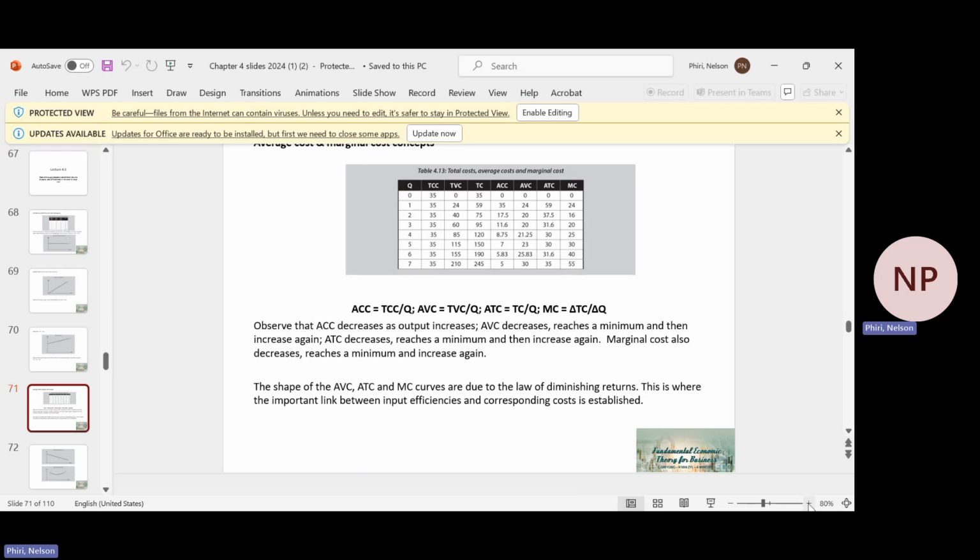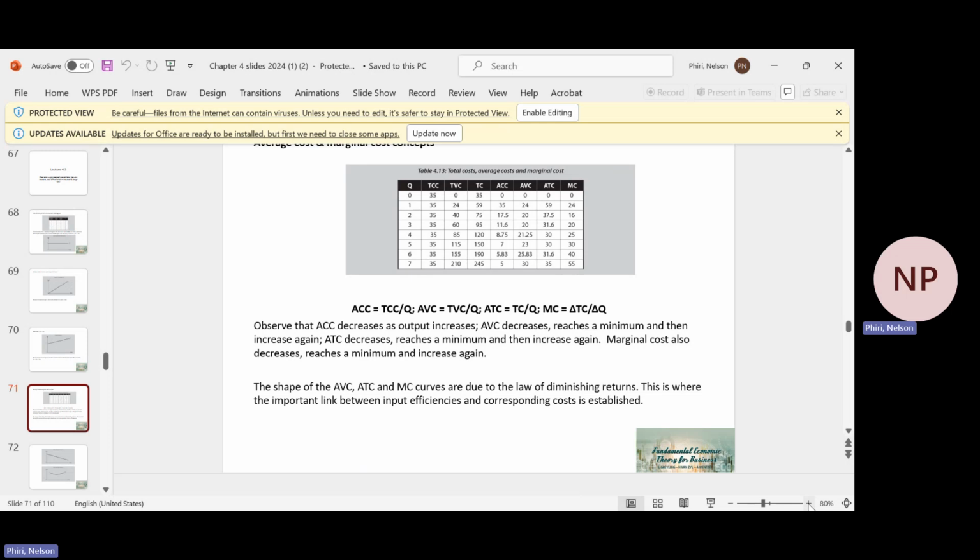Then ATC decreases, reaches a minimum, then increases again. Then we have marginal cost as well. So marginal cost decreases, reaches a minimum, then increases again. So this has to do with the law of diminishing marginal returns as well. So it is an upward-facing, U-shaped graph. It decreases, reaches a minimum, then increases.